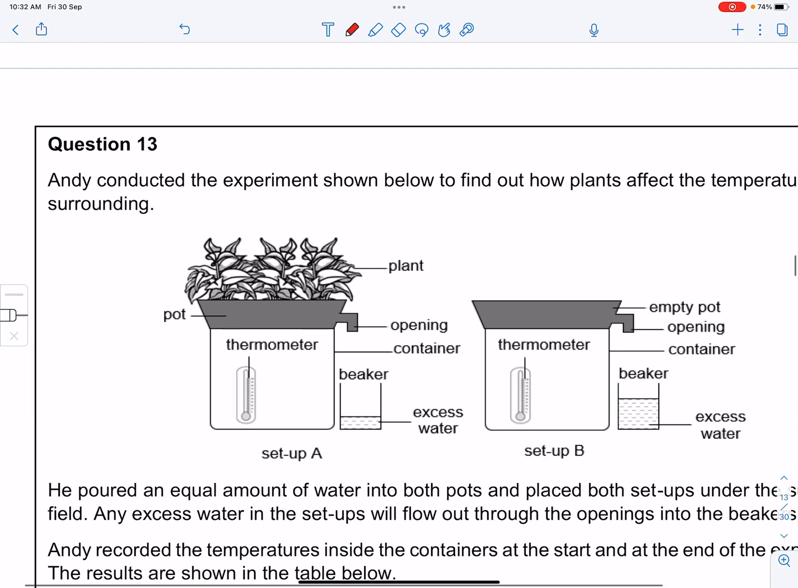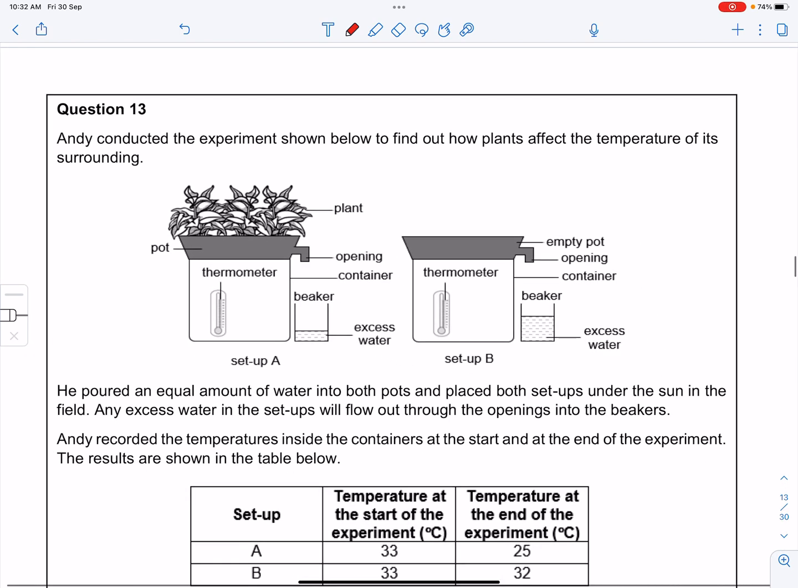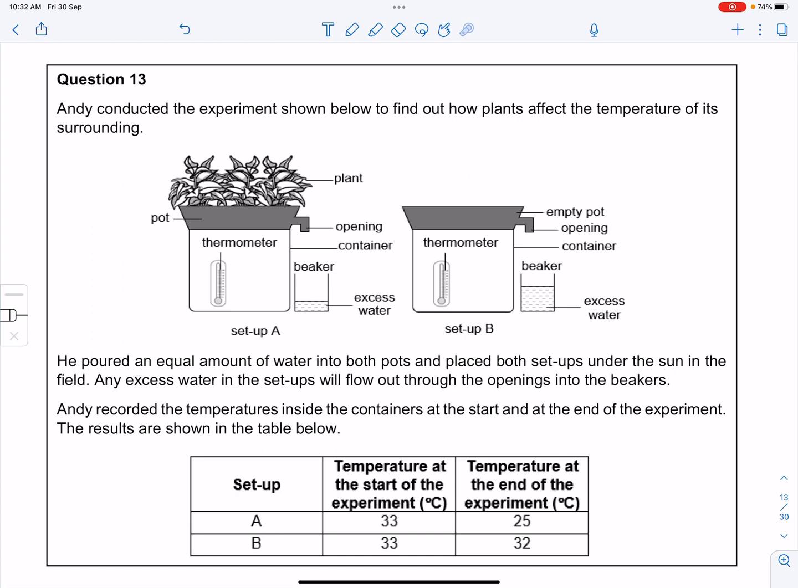Okay, question 13. Andy conducted the experiment shown below to find out how plants affect the temperature of its surroundings. So basically, this must be the change variable, and this must be your measured variable.